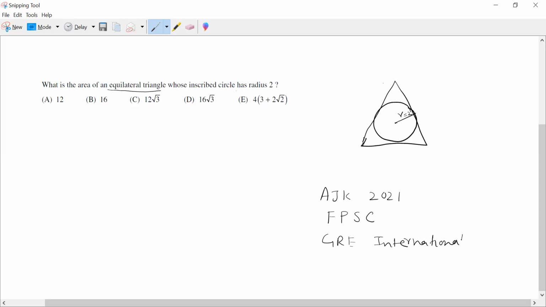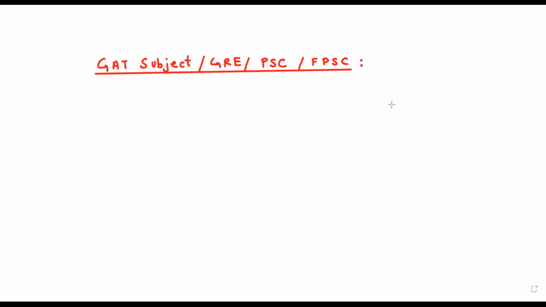Okay, we will solve this, and first of all I will give you the proof of this general theorem. So how can we find the area if the radius is changed? First of all, I will make an equilateral triangle here in front of you. This is another side of the equilateral triangle. Okay, this is our equilateral triangle.